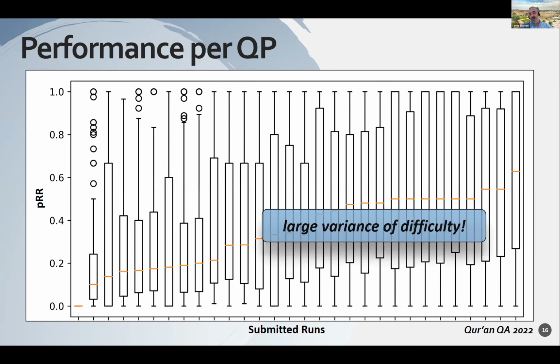The key message that we can see clearly from that chart is that we have a large variance of difficulty in our test set. Some of the questions were really easy. Systems got almost 1 for them. Some were really hard. Systems got very low scores. And I think this is good for a test set, to have a large span of questions that are different in terms of difficulty.